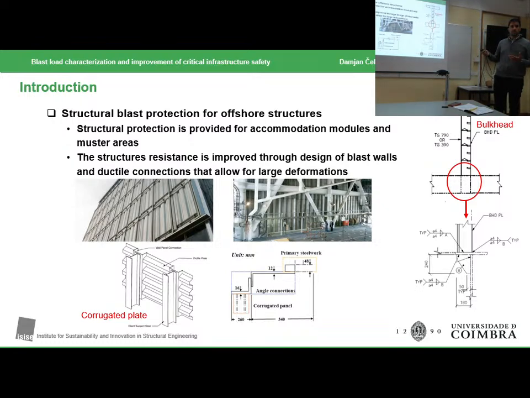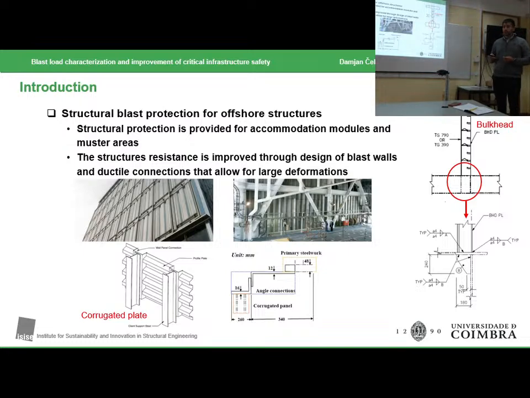But as jacket structures are often on a limited area, often the hazardous area is close to accommodation modules and evacuation routes, so it is also necessary to design the structure for these events. So what we have available for this, what is a common practice, is to provide ductile connections and also to design a special cladding or blast walls to protect the structure from the blast impact. Typically, what is used are thick steel plates with stiffeners, or we can have a corrugated plate, which is then connected with an L profile, either directly to the structure, or it has one intermediate L profile to increase the ductility of the joint.